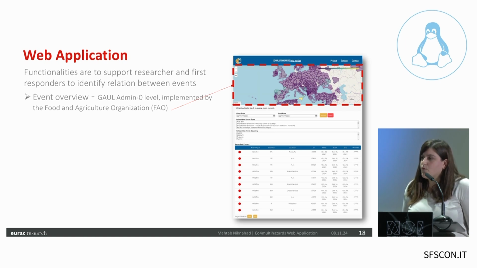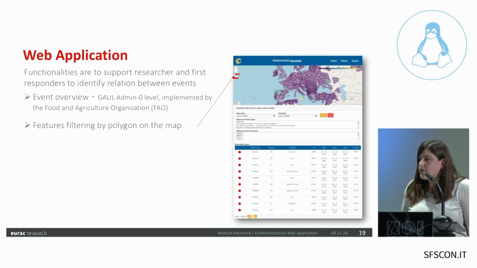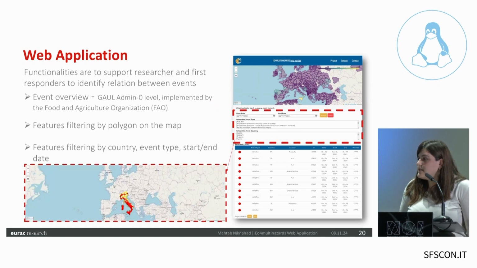The separation borders use the admin zero level, which is implemented by the Food and Agriculture Organization. There is the possibility to filter the events based on a polygon on the map. And the last feature in this page is that it is possible to filter the events based on the country, event type, and also a start and end date, with also the possibility to visualize the events on the map.